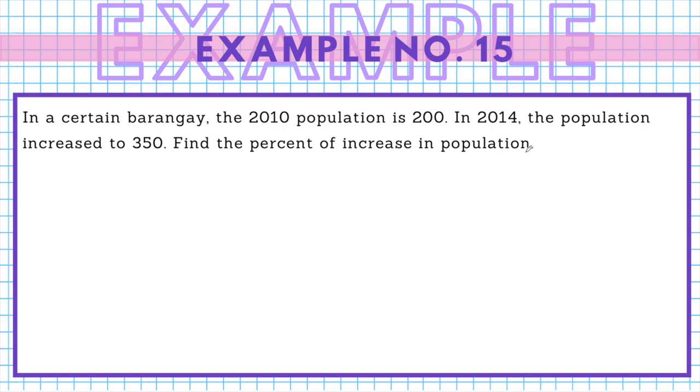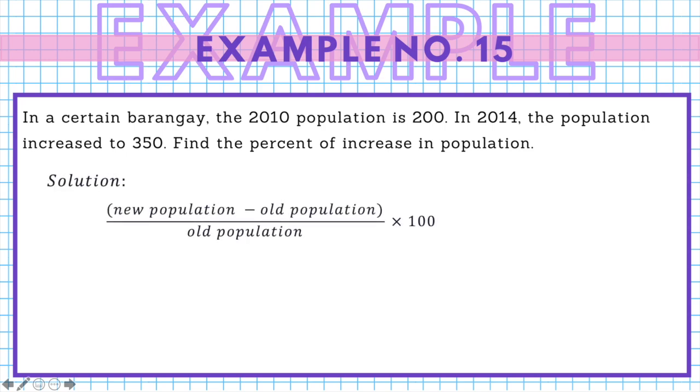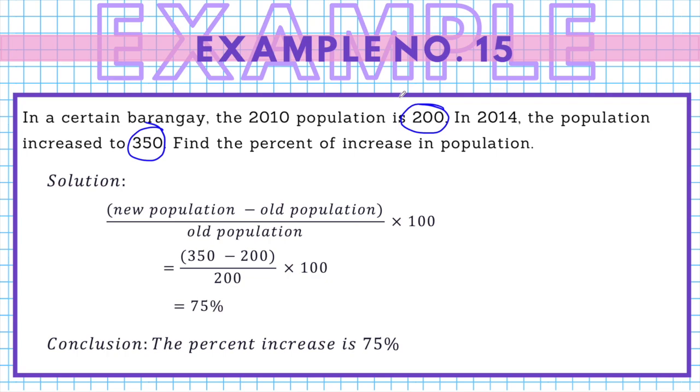Now, what if we are to get the percent increase? Okay, in this problem, in a certain barangay, the 2010 population is 200. But then in 2014, the population increased to 350. Now, to find the percent increase in the population, we consider this formula. So, new population minus the old population over the old population, and then we multiply it by 100. So, we substitute the new population, which is 350, while the old population is 200. Now, substituting this, we have 350 minus 200 over 200 times 100. Now, simplifying this, we have 75%, which means that the percent increase is 75%.